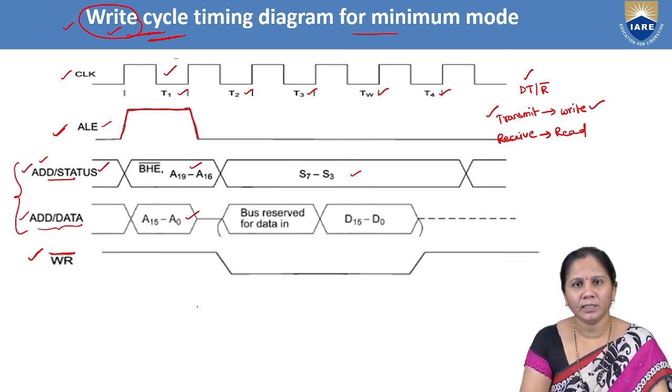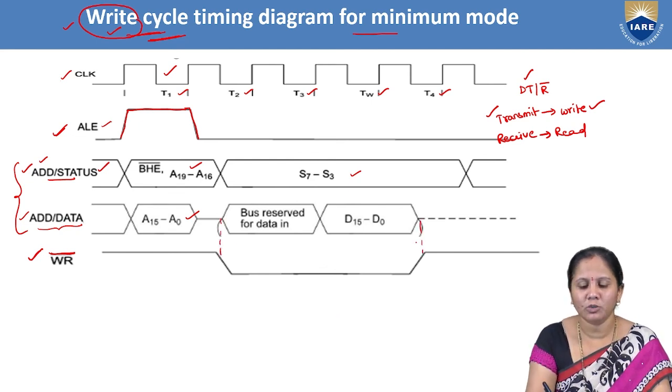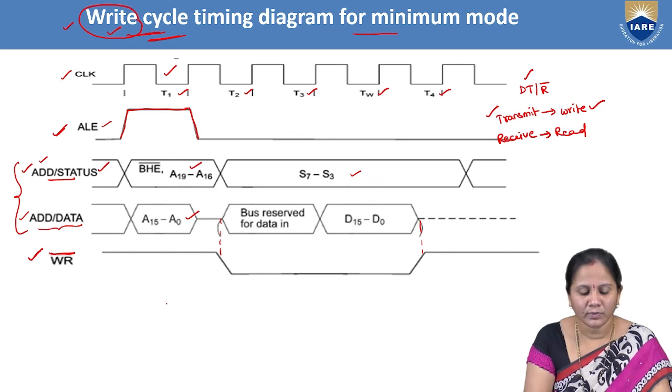In order to say that the write operation is being performed, you should also represent it by indicating with a negative pulse. Since the data is available during the time states T2, T3, TW and T4, this write signal should be activated only during these time cycles. Because this is active low, you have to indicate it with a negative pulse.